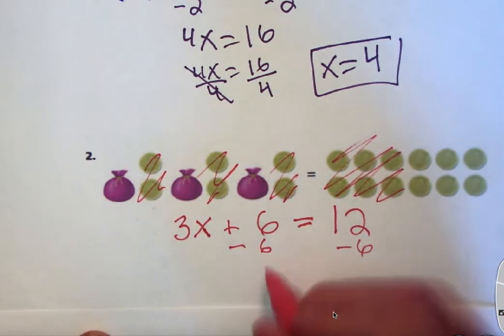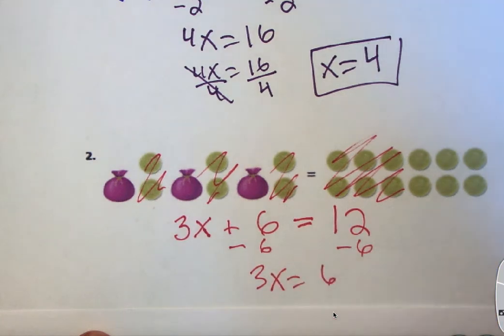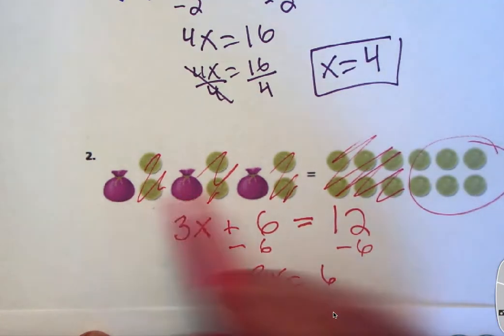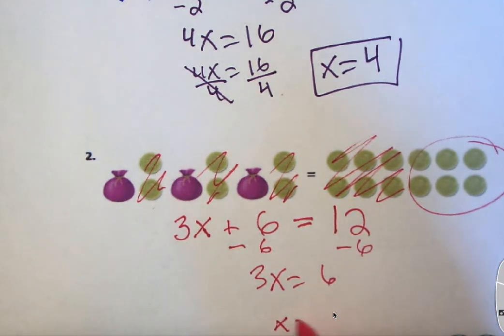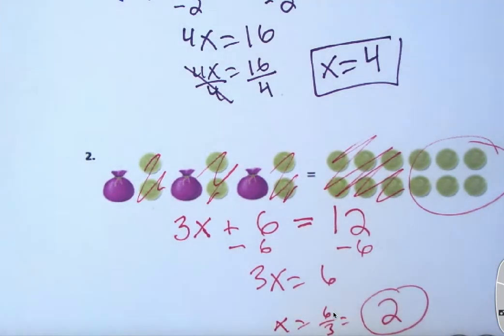What are we doing? And then we're going to split the 6 coins evenly among 3 bags, and that's division. So we got that x equals 2. We solved the equation, or figured out how many coins are in each bag.